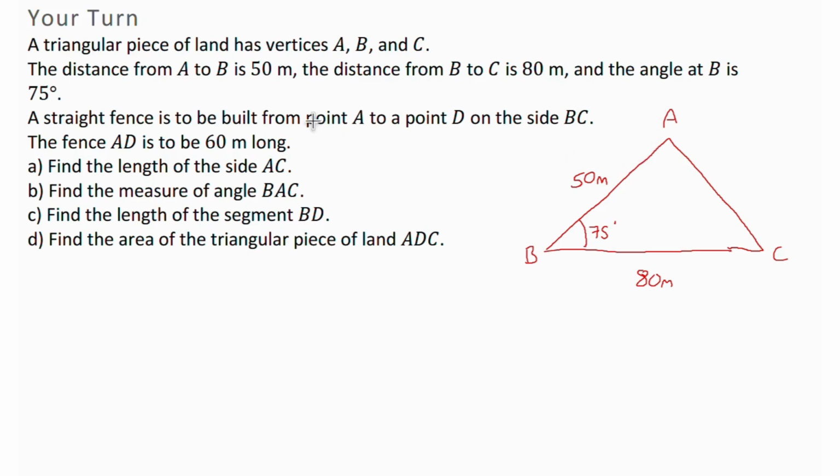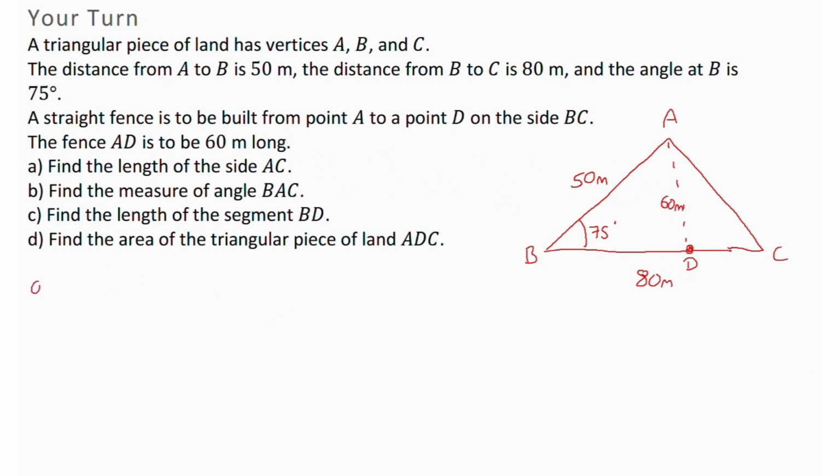A straight fence is to be built from point A to point D on the side BC. So at some point on the side BC, there's a point D, and we're going to build a straight fence across there. And that fence is going to be 60 meters long.